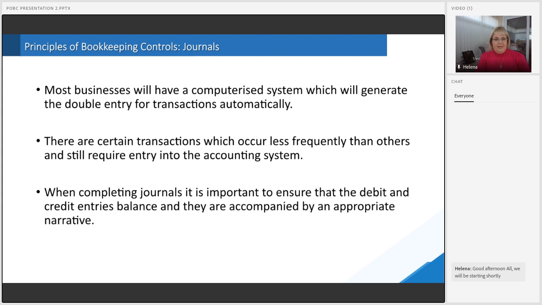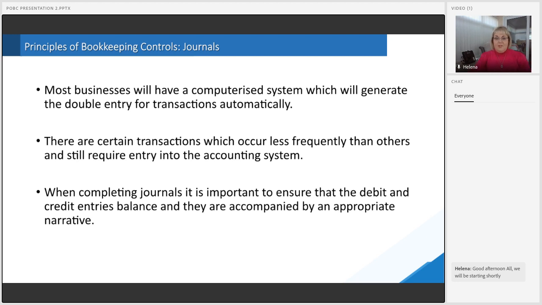But even if you operate with an accounting software package, there are still going to be certain transactions that don't happen that often, that require your intervention, your knowledge and skills. There's still those types of transactions that there's not an automated process for. And those are the type of transactions we're going to have a look at this afternoon.